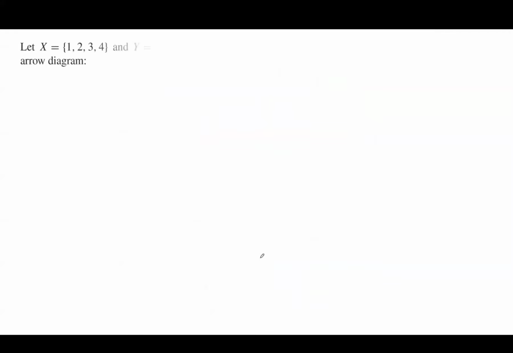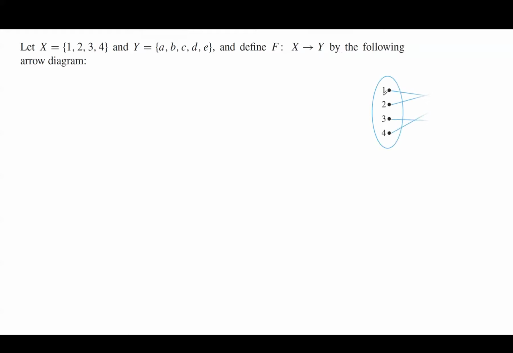For example, set X is defined as 1, 2, 3, 4, and Y is a set including a, b, c, d, e. We're going to define a function this way. This function takes 1 and maps it to b. This function takes 2 and maps it to a. This function maps 3 to d and also maps 4 to b.